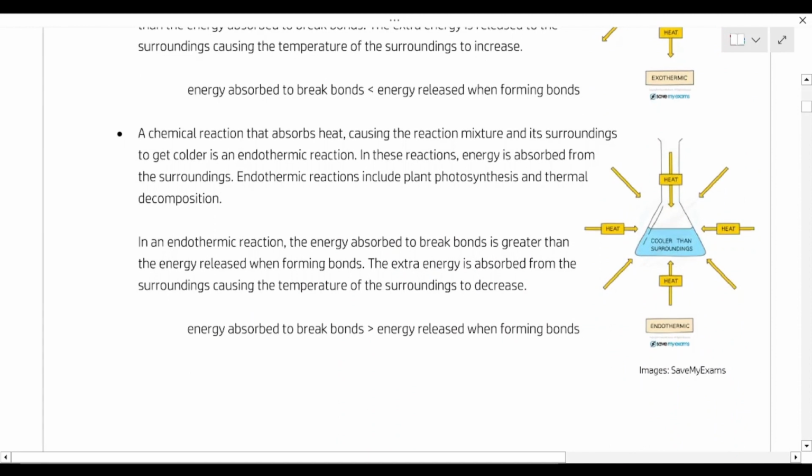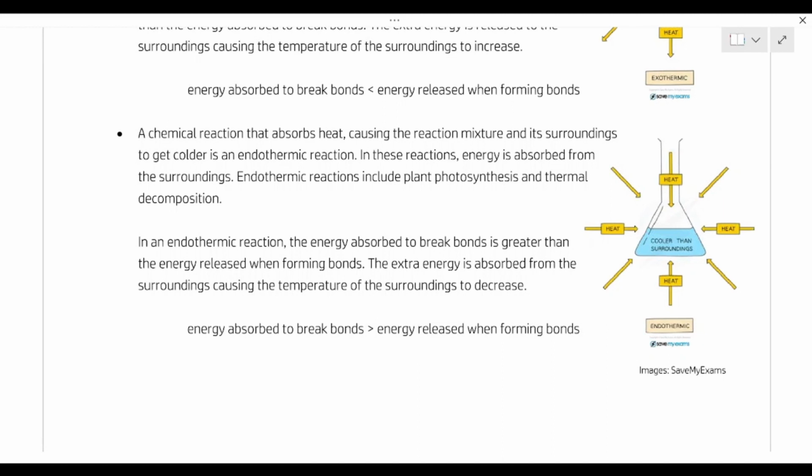Conversely, a reaction that absorbs heat, causing the reaction mixture and its surroundings to get colder, is an endothermic reaction. And in these reactions, energy is absorbed from the surroundings overall. Endothermic reactions include plant photosynthesis and thermal decomposition. So the energy absorbed to break bonds in endothermic reactions is greater than the energy released when forming bonds. So it's the very opposite of the exothermic reaction.